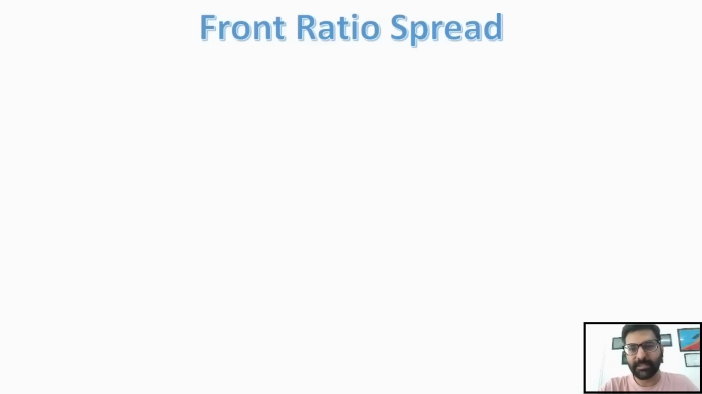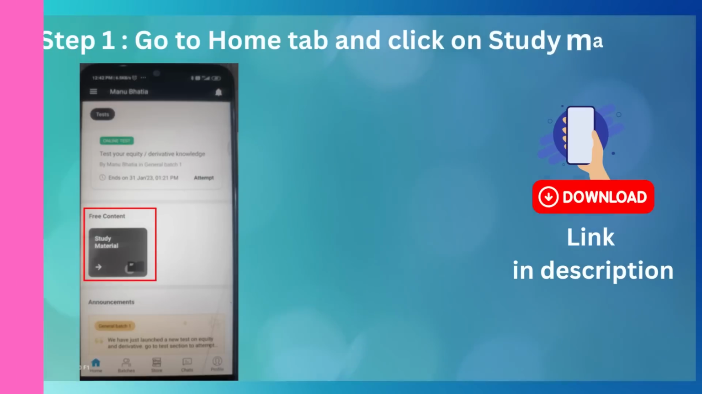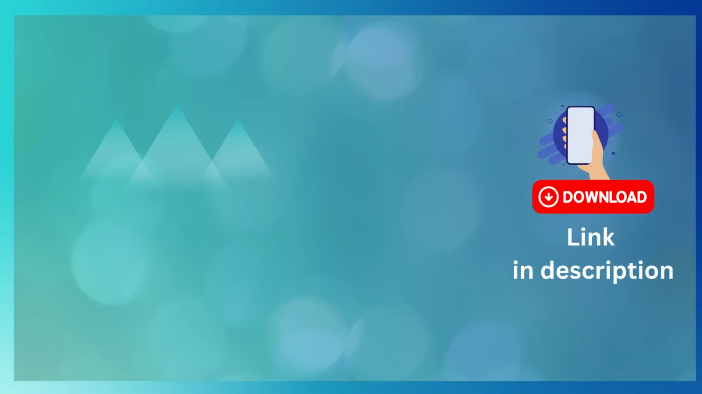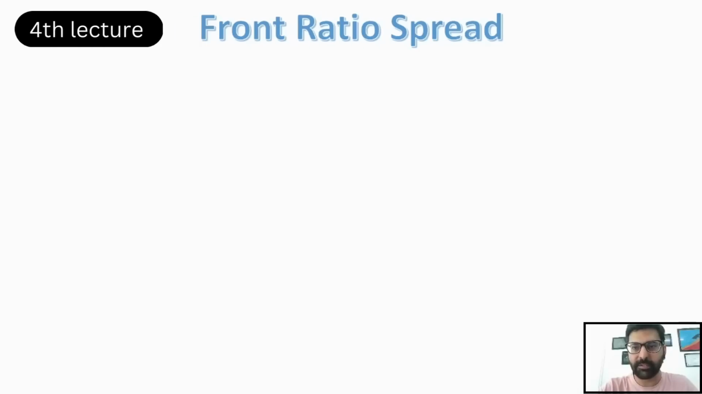Till now we've covered the basics of options. We've talked about two strategies, that is the debit spread and the credit spread. This is the fourth lecture and we are going to talk about the ratio spreads.